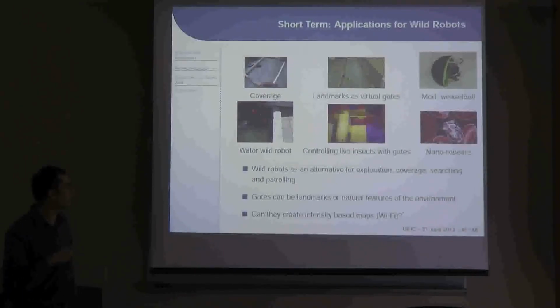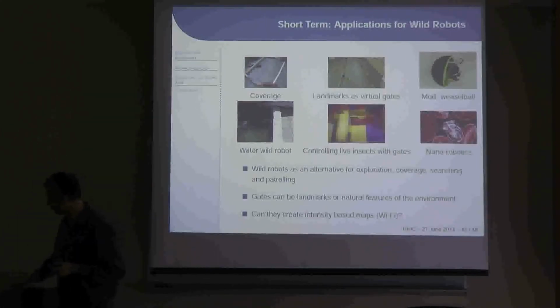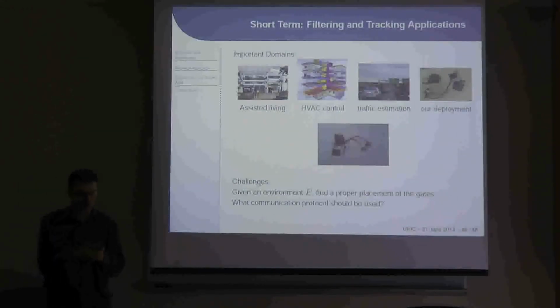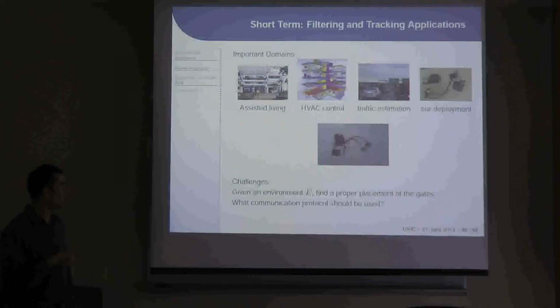Maybe coverage can be a good problem for this kind of bodies. We think it's just an interesting problem for these simple robots. Maybe controlling insects, we've been doing that, and maybe in the nano-robotics world, those ideas may find some physical application, some physical instance. And also there are a lot of applications we think for filtering and guidance, and once we have these communication chips here, it's going to be interesting where to place these beams to do maybe assisted living or control heating, cooling, and ventilation.